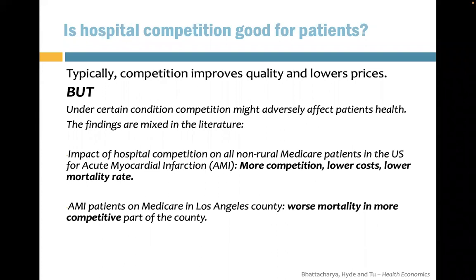This is also because the industry is very complicated. For example, some findings show that the impact of hospital competition on all non-rural Medicare patients in the US for acute myocardial infarction is that more competition leads to lower costs and lower mortality rates. But another study in Los Angeles County found that more competition actually worsened the mortality rates in this part of the county.